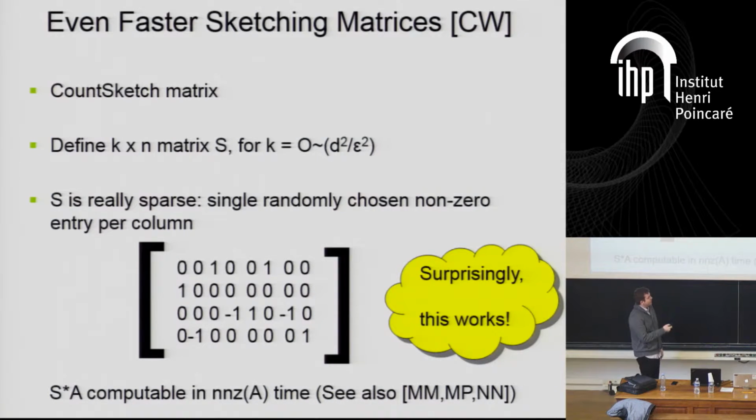And surprisingly, this actually works. So if you compute S times A and S times B and solve the problem in the sketch space, your solution will be a relative error solution for the original problem. Okay? So that's what I wanted to say about least squares regression. Any questions about that?